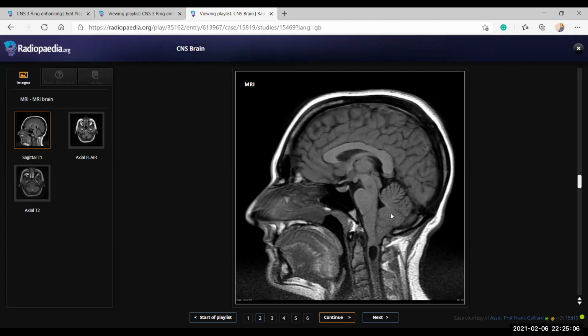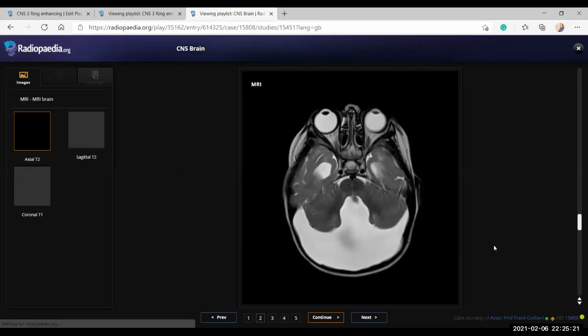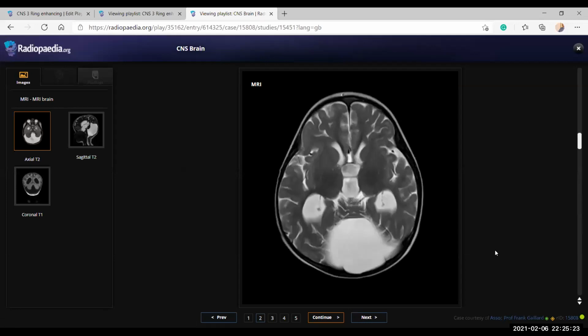Okay. So I'll go to the next. This is also very simple. Okay. Increased head circumference in a 2 years old male. You can ask me where to stop.